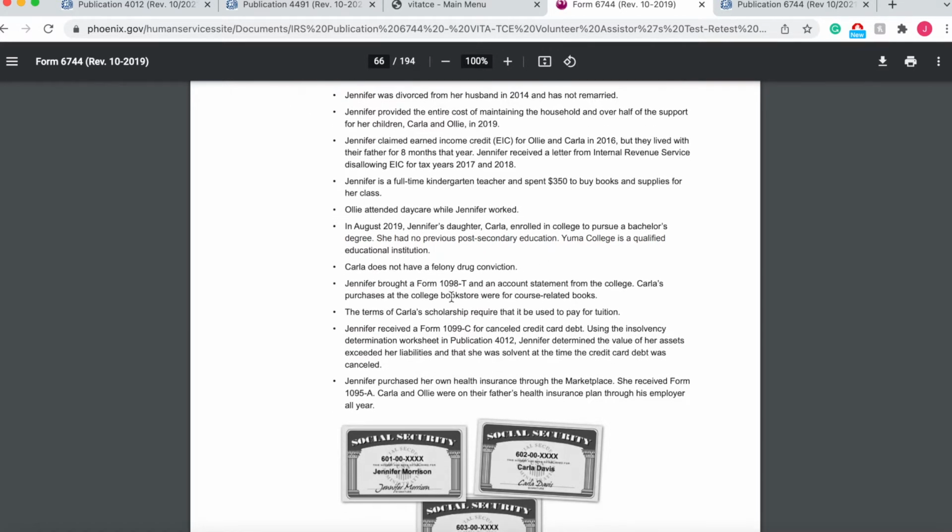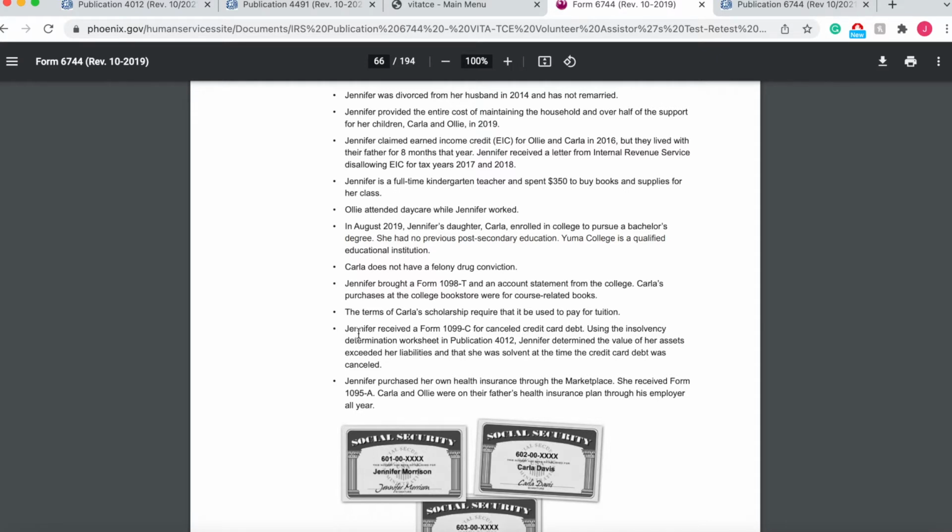Jennifer brought a Form 1098-T and an account statement from the college. Carla's purchases at the college bookstore were for course-related materials. We, of course, know that's important for calculating whether the scholarship is going to be taxable or not, and how much you can claim for those credits. The terms of Carla's scholarship also require that it be used to pay for tuition, so that's another helpful note.